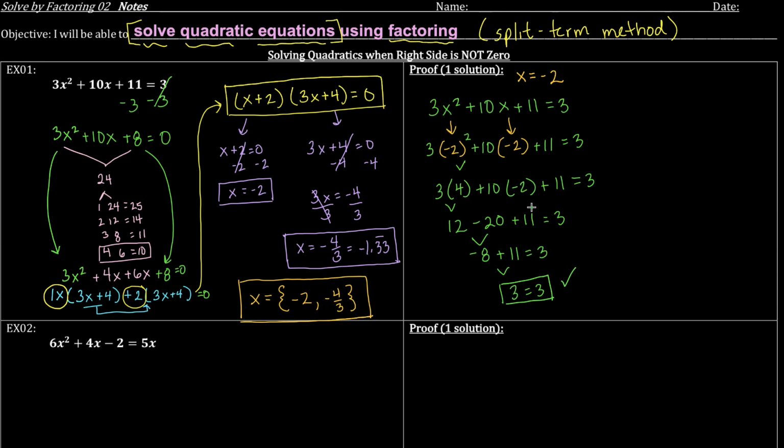So, this negative 2 made this equation true. Now, remember, we can use the negative 4 over 3, but this said prove for one of our solutions. In the practice, it might say one solution, some say two solutions, like it just depends on which problem you're on.